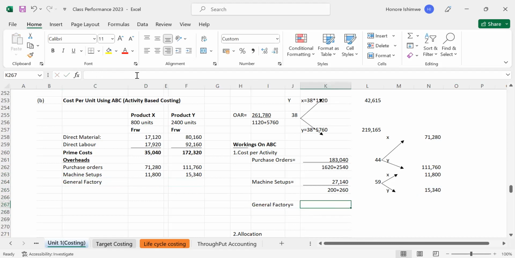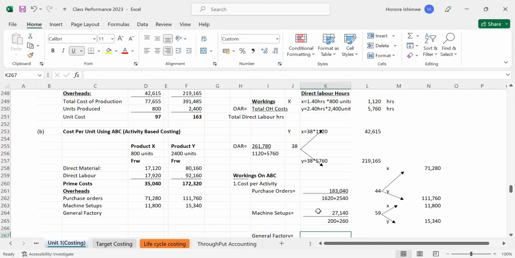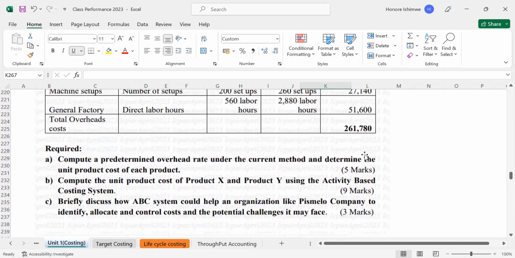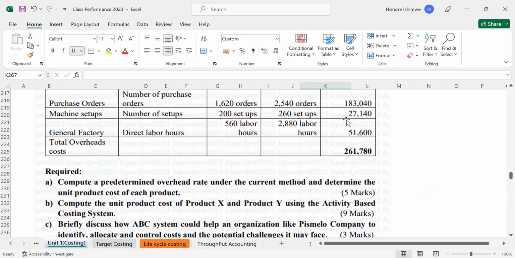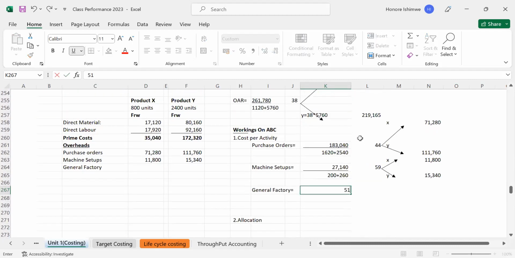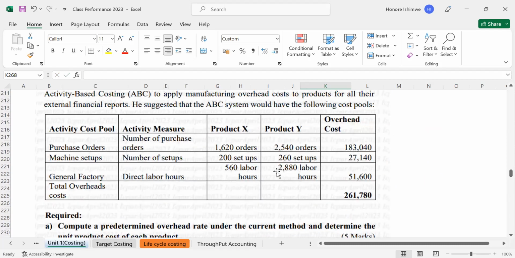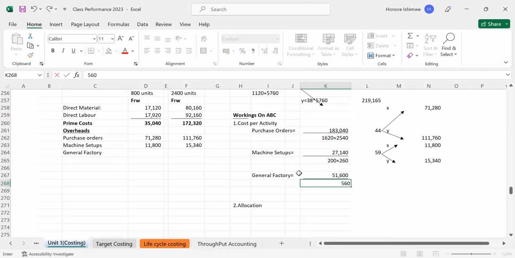So how do we go with this? What are the costs? When you need to determine cost per activity, it is 51,600 for general factory. Then you also have to use the labor hours. They give us 560 and 288 labor hours. So we have 51,600. Sorry, 7,600. We'll divide it by how much? By this 560 labor hours plus 288 labor hours, which is 560 plus 288 hours.